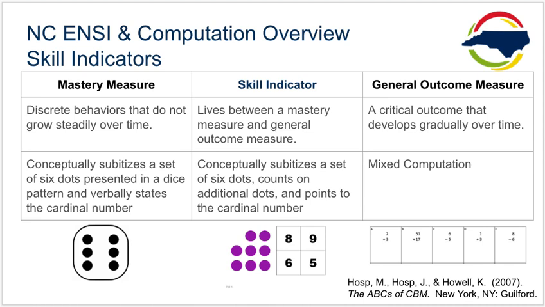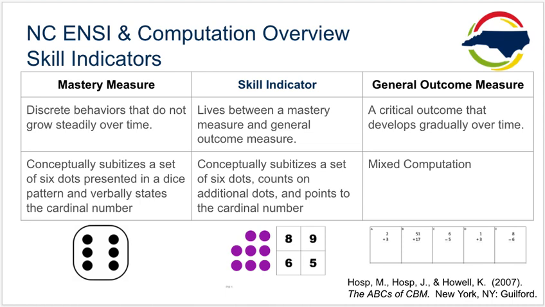The ENSI fall in the middle here, and they're an example of a skill indicator. They live between the mastery and general outcome measure. In this example, we see a student must do more than just conceptually subitize a set to complete the task. They can complete this task in several ways, conceptually subitizing 6 and counting 2 more, or they conceptually subitize a pattern of 9 and take 1 away, or conceptually subitize 4 and count on 4 more.